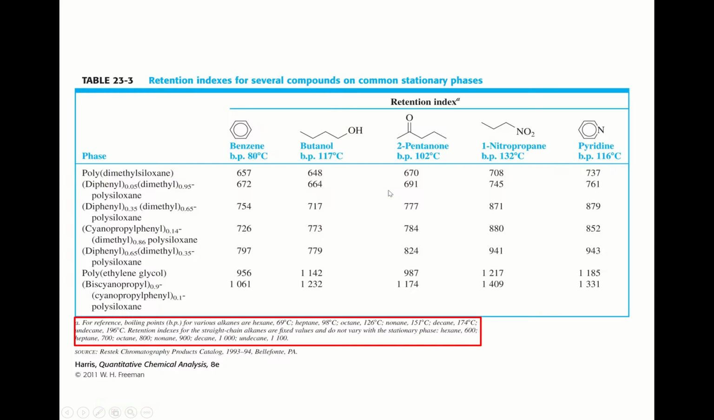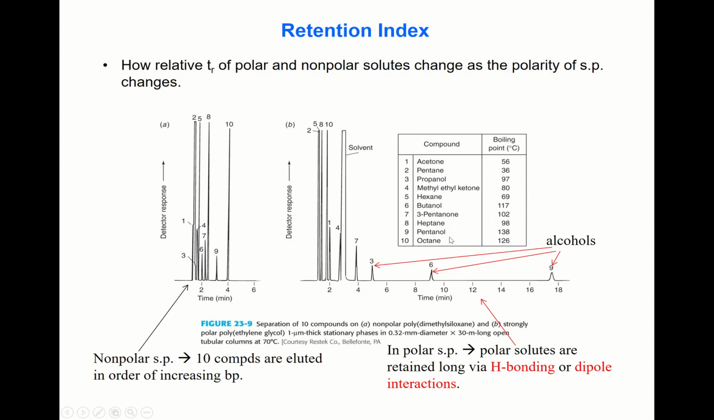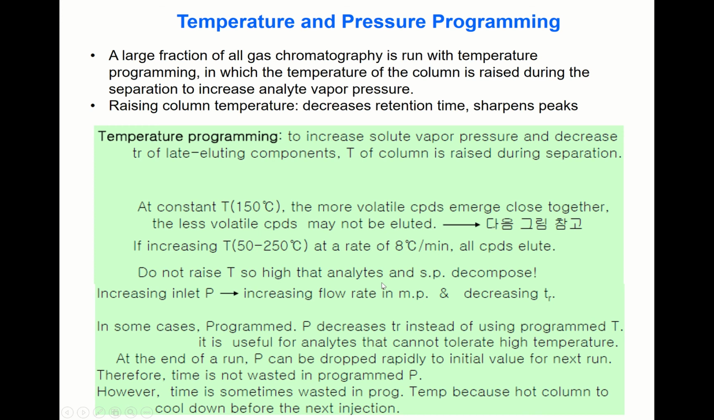Okay, look at that. This peak, number 9, this alcohol, which one? 9 is pentanol. It appears about 18 minutes after injection. Sometimes it is too long. So if you increase the temperature, this one will appear very early. So that's very important.